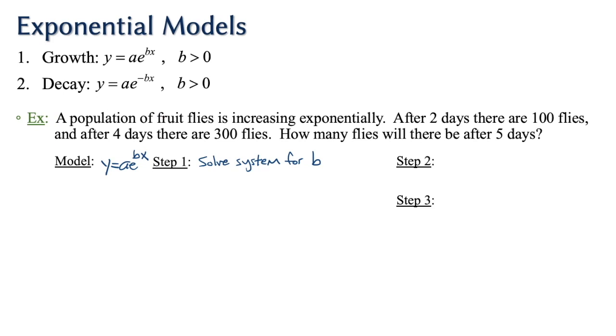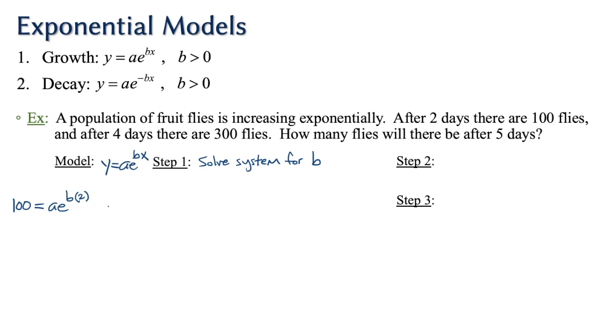So let's go ahead and take our first piece of information. After 2 days, there were 100 flies. So I can put the 2 in for the x, and I can put the 100 in for the y, because the y is the amount of flies, and the x is how many days have gone by. We have to figure out, for this particular model, what the a and the b are. So if we jot that down, we can say that 100 flies happen after 2 days. So then we have our a, e, and then, of course, raised to the b times 2. There's our first piece of information.